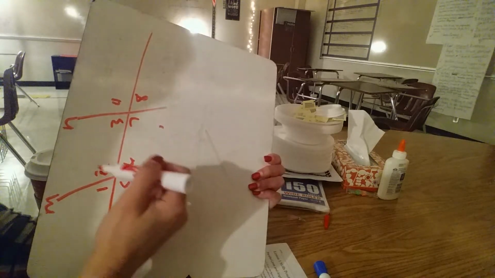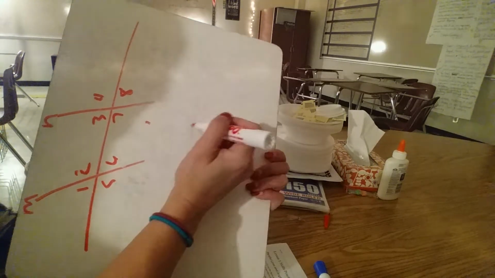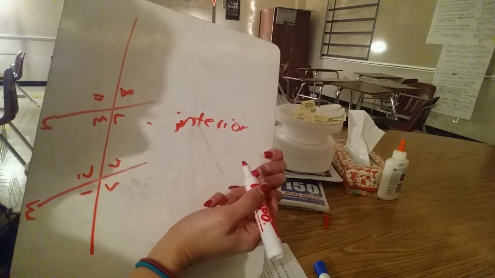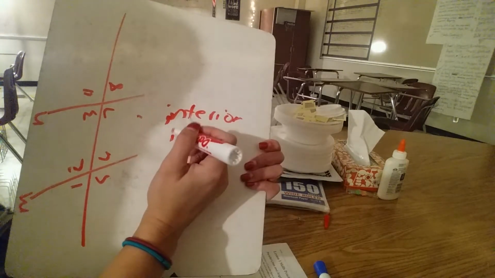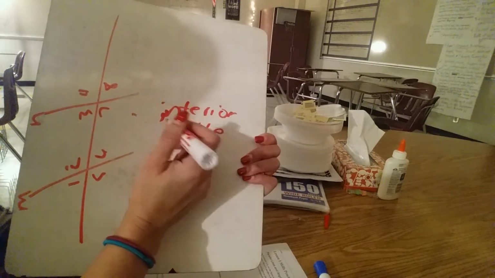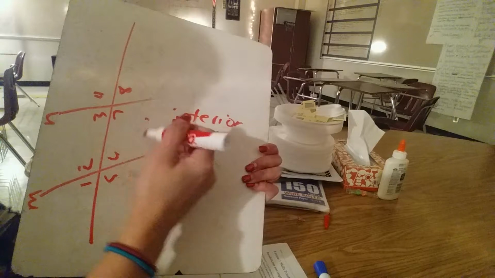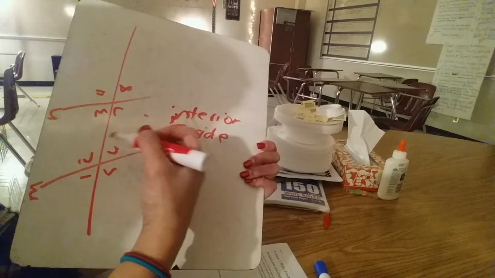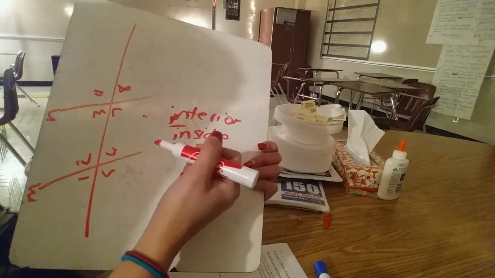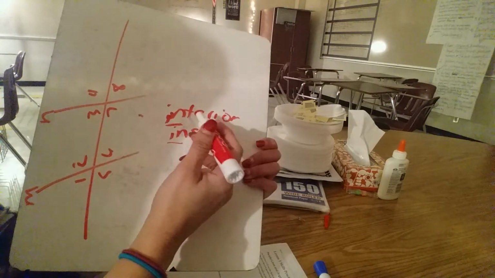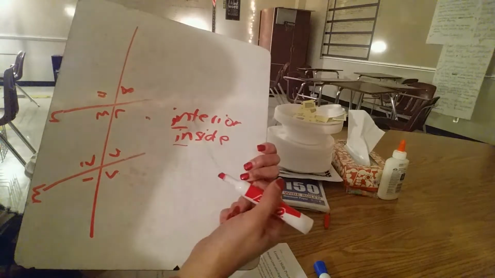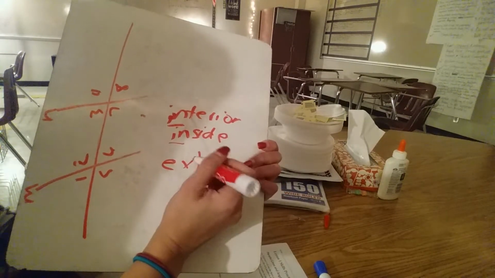So on the inside, this is going to be called interior. I have the ugliest handwriting because I'm writing weird. Think about it as inside the two parallel lines. So all of these, which is 2, 3, 6, and 7, they're all interior angles. On the outside of the parallel lines, they're going to be called exterior.